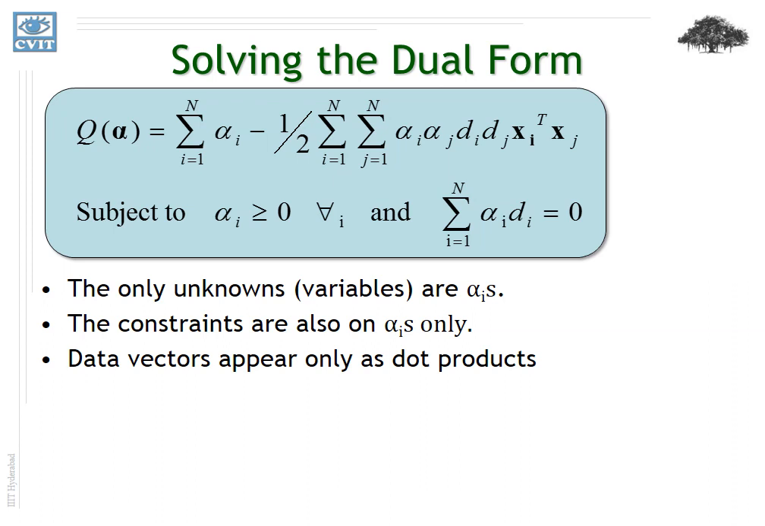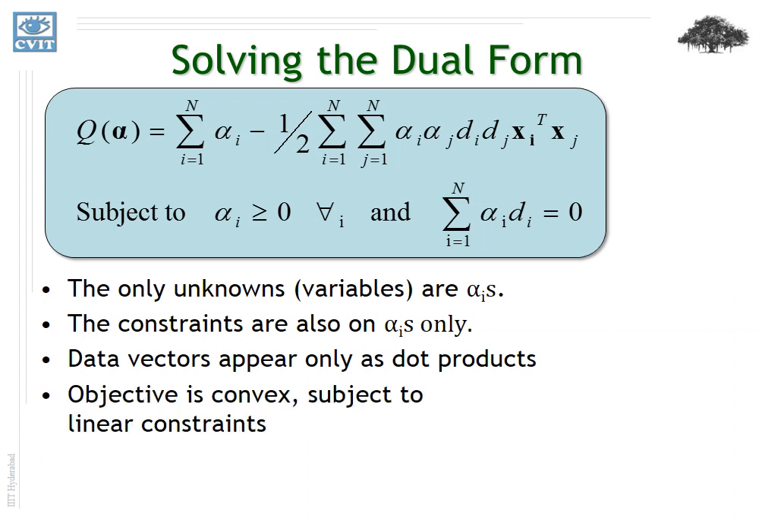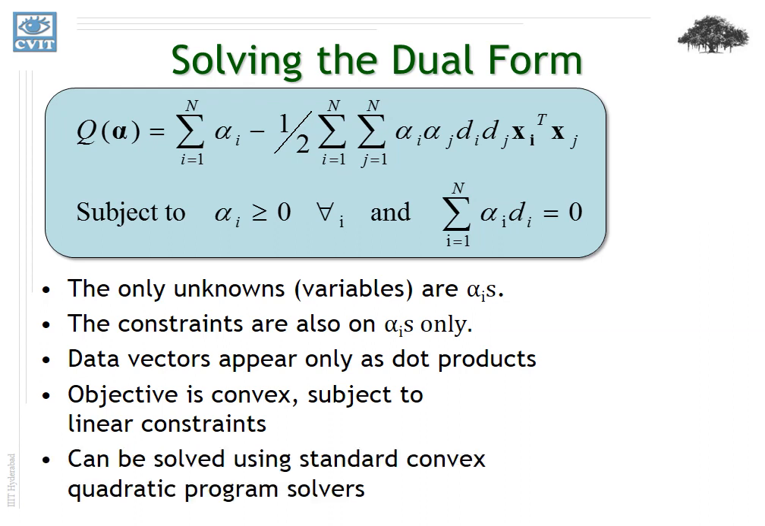We note that the data vectors only appear as dot products in this, and the objective function to maximize in this case is convex and subject to a set of linear constraints, and it can be solved using standard convex quadratic program solvers. So we will not get into details of how to solve this. What we would make use of is a black box QP solver. So we give this problem to a QP solver and out pops a bunch of constants alpha i's as the solution to this maximization problem.